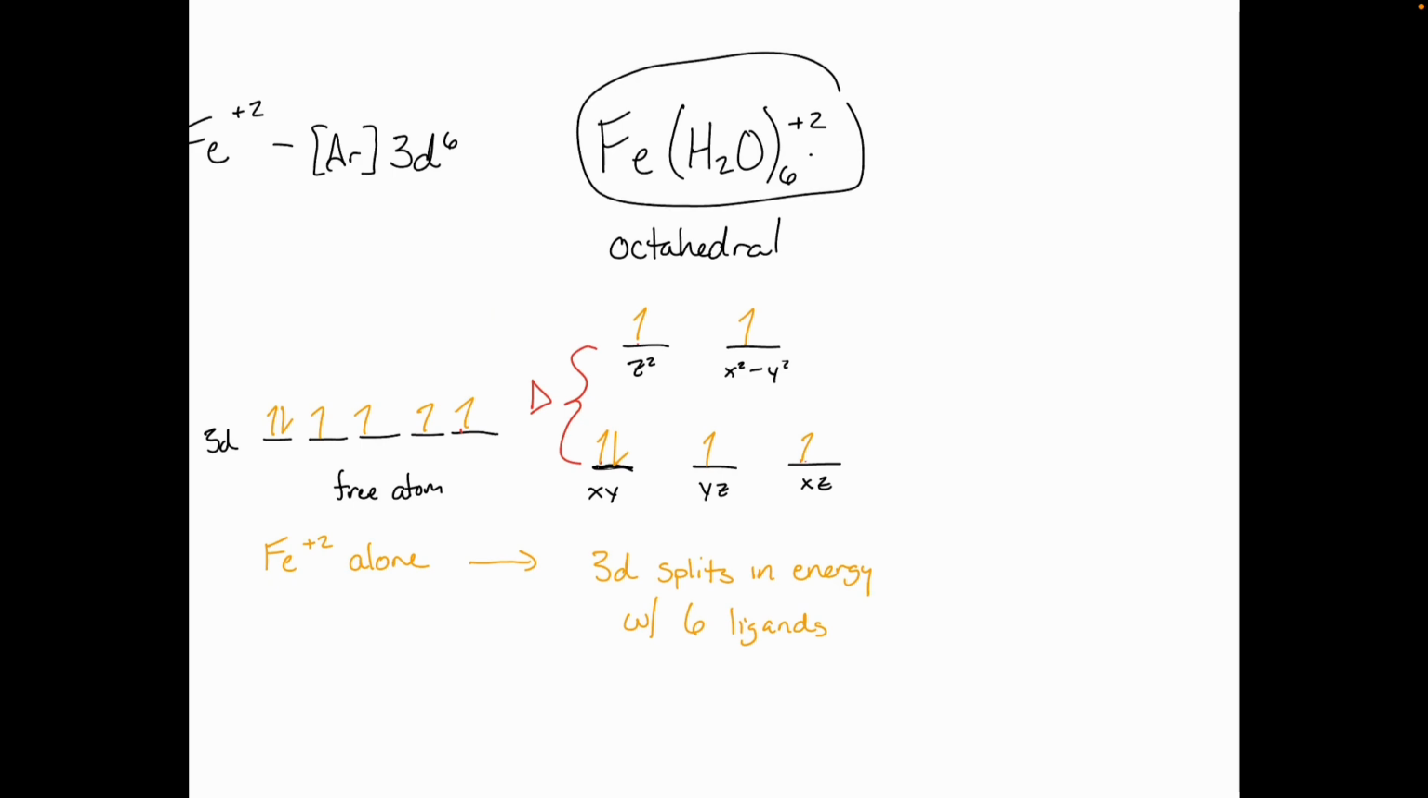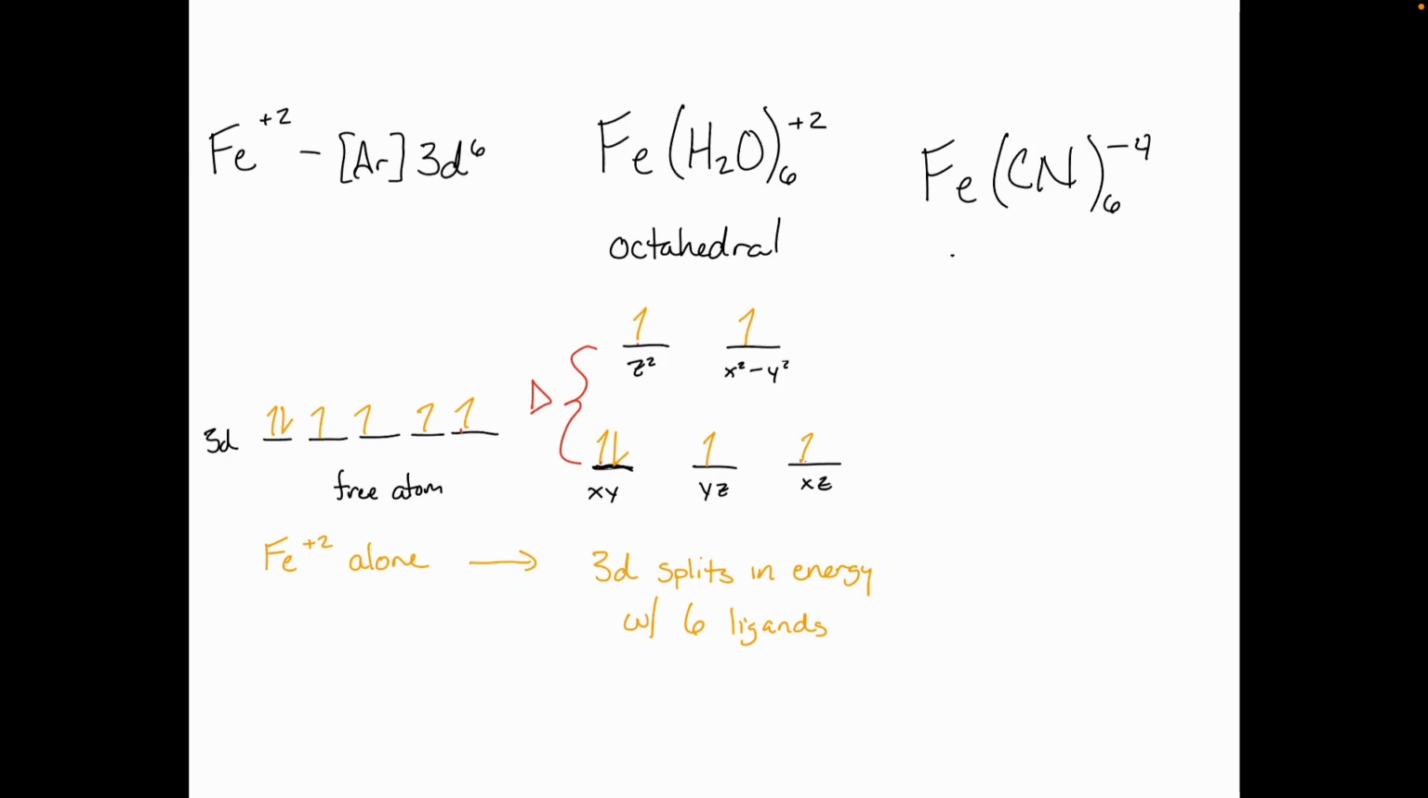Now if I took this same complex, but I replaced all the waters with these cyano groups, I still have my iron 2 ion because the charge of each cyano group is -1, so I'd still get the same oxidation number. I still have 6 ligands, so it's octahedral. So I'm going to use my octahedral splitting pattern. Let me get rid of these electrons because we haven't filled it in yet.